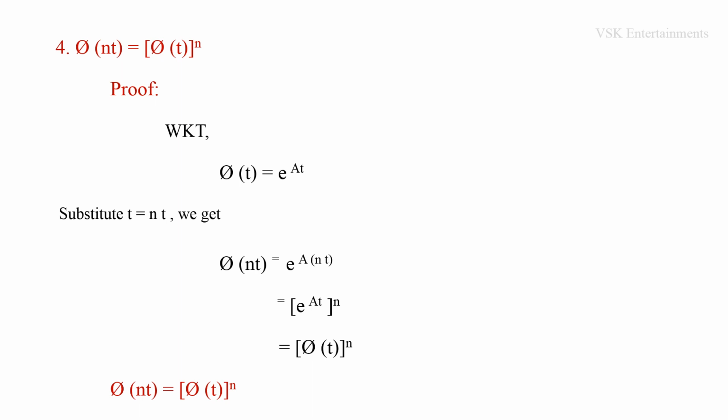Similarly, consider the fourth one, that is Φ(nt) = [Φ(t)]^n. In this also, consider the expression for STM, that is Φ(t) = e^(At). In place of t just substitute nt, that is Φ(nt) = e^(A·nt). Take (e^(At)) whole power n. We know e^(At) is nothing but Φ(t), so Φ(t) whole power n. That is Φ(nt) = [Φ(t)]^n. This is the fourth property of STM.